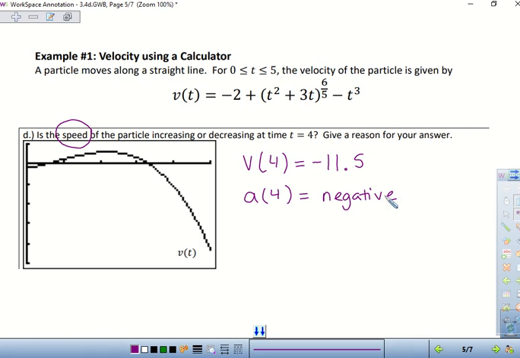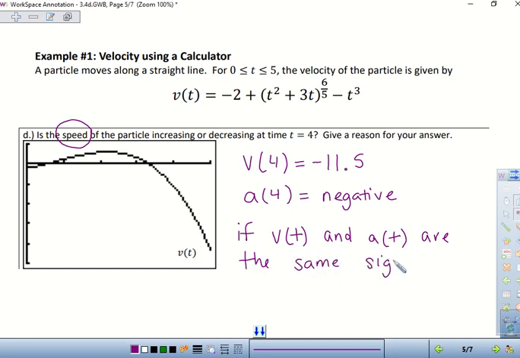Because if velocity and acceleration have the same sign, what do we know to be true? It increases its speed. Yeah. If v of t and a of t are the same sign, we are speeding up. If they were opposite signs, we would be slowing down.